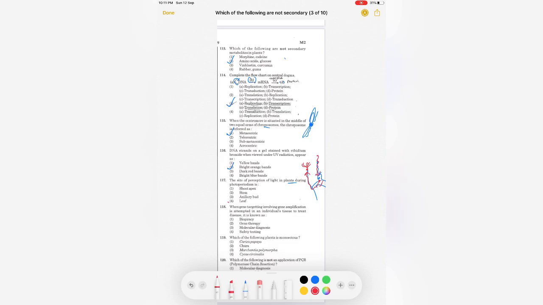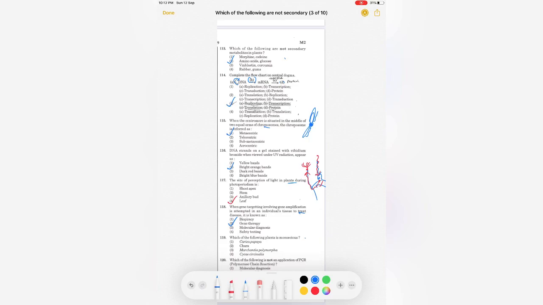The answer is leaf. When gene targeting involving gene amplification is attempted in an individual's tissue to treat disease, it is known as gene therapy. The question is direct and you can easily get the answer. The answer is gene therapy.